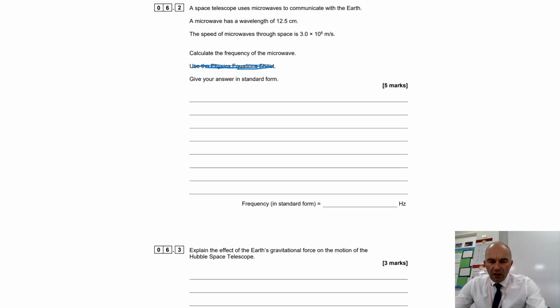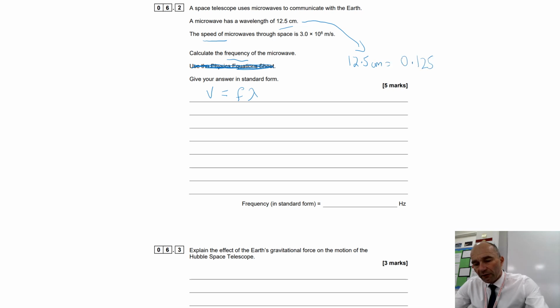Now, if you think about it, we've got to calculate frequency, we've got the speed of the waves, we've got a wavelength. So we're going to be using our wave equation. Wave speed equals frequency multiplied by wavelength. However, that's the only formula that we need to use, so we've got to be suspicious again. And the bit you need to be suspicious on is our wavelength. You need to be converting 12.5 centimeters equals 0.125 of a meter. Now, just by doing that conversion, you've picked up your first mark.